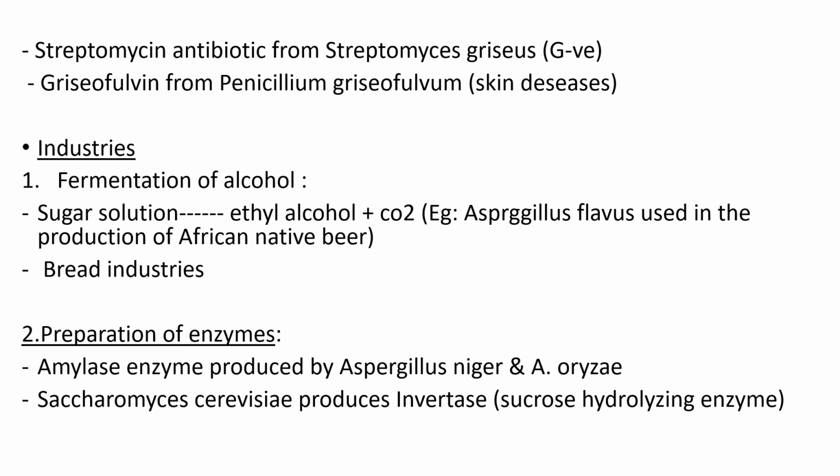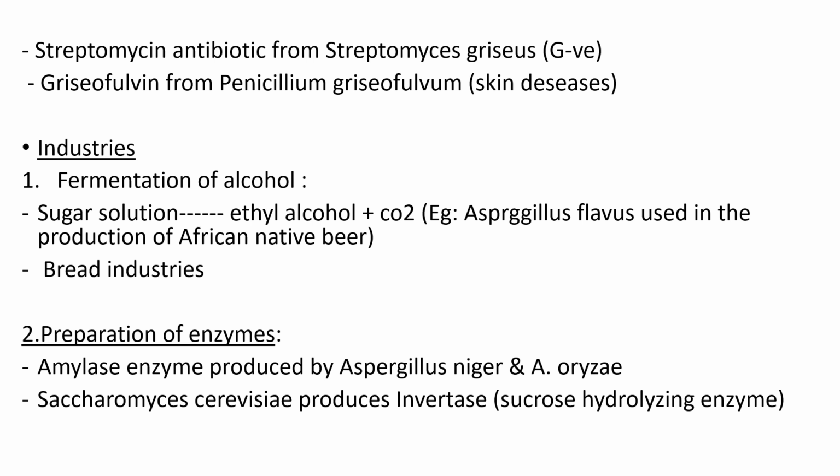The streptomycin antibiotic is secreted from Streptomyces griseus. This antibiotic acts on gram negative pathogens. So penicillin acts on gram positive bacteria, while streptomycin acts on gram negative bacteria. Griseofulvin, also from Penicillium griseofulvum, acts on some skin diseases. When we get fungal diseases, to act on them we use this griseofulvin antibiotic.